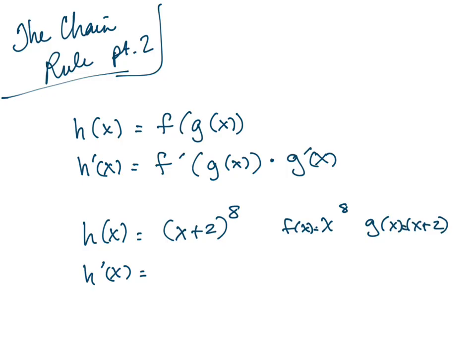Does that make sense? We see the outer function is something raised to the 8th power. The inner function is x plus 2. And so if I take the derivative of the outer function, I have 8 times whatever that stuff happened to be to the what? To the 7th, right? So I take the derivative of the outer function. But then we're going to multiply by the derivative of the inside function, which would just be 1. And so our answer here is going to be 8 times (x plus 2) to the 7th.